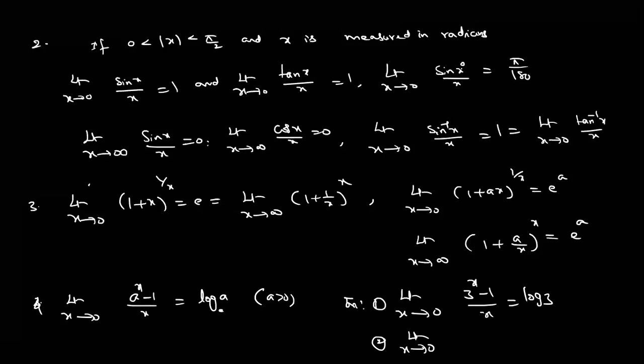Limit x tends to 0, base must be positive only. (5 power x minus 1) by x means how much? That is log 5 only. Okay, thoroughly you should revise these formulas every time.